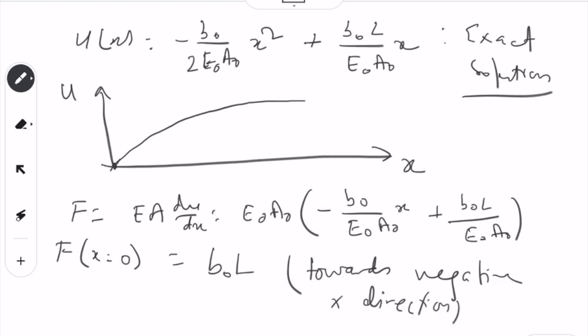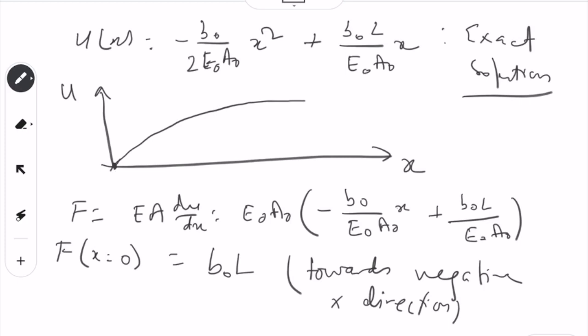Right? So, we will write the interpretation rather than writing minus B naught L. You can also write that we are getting this force, but this is towards the negative x direction. Accordingly, the meaning will be clear. Now, this is what the exact solution looks like, and you can find the stress from here.